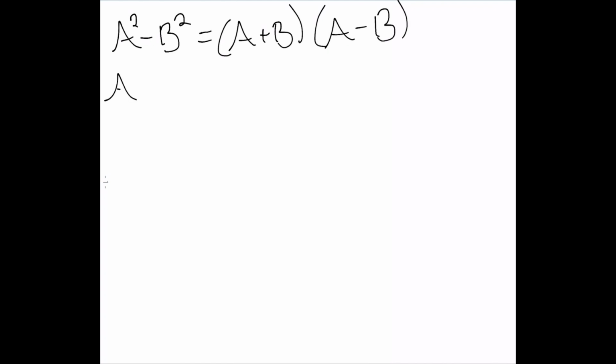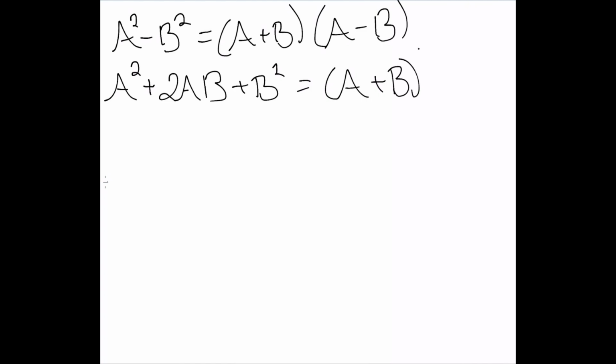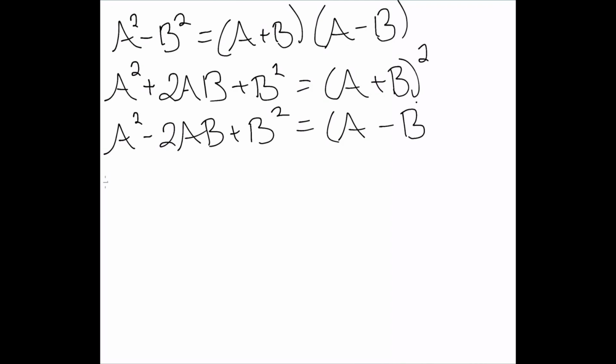The next one, a squared plus 2ab plus b squared is a plus b squared. If I change that middle sign to a minus, I then have a minus b squared. These two right here are definitely the hardest two to recognize.